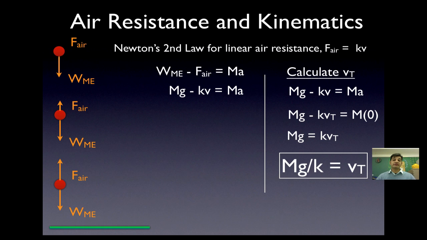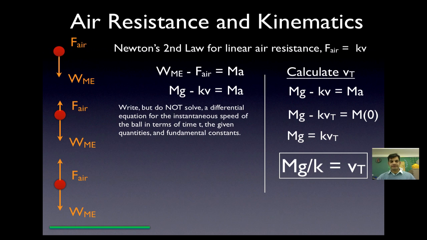This is actually a calculation they have you do on the AP. So if you actually want to know what the terminal velocity of an object is, you take the weight and divide it by this constant k.